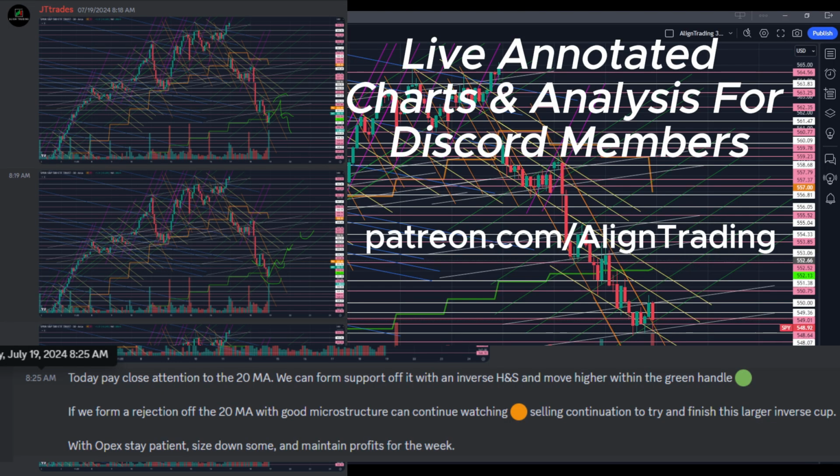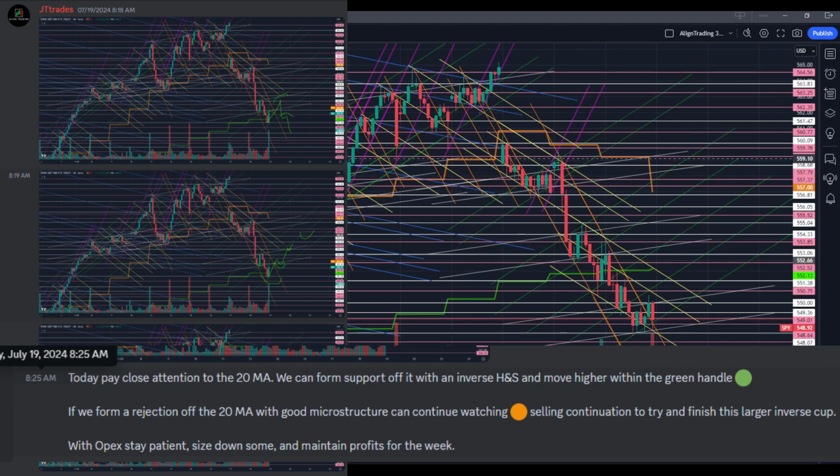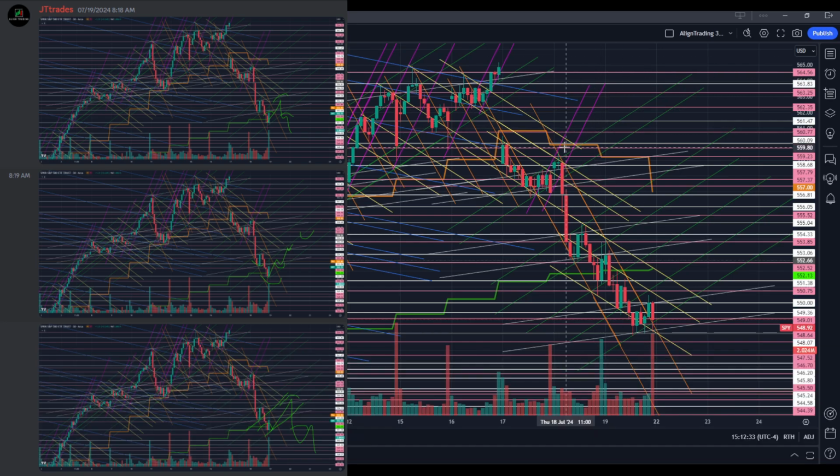So on Friday, I posted in the pre-market brief for Discord members to continue watching for this inverse cup and handle that we were forming to the downside. We had already rejected this 5-day moving average, and we were now testing this 20. So we were either looking for this bounce to come right here in the morning, right? We regain and never actually lose this 20 intraday, but we formed a rejection off of it, as you can see right here with this head and shoulder.